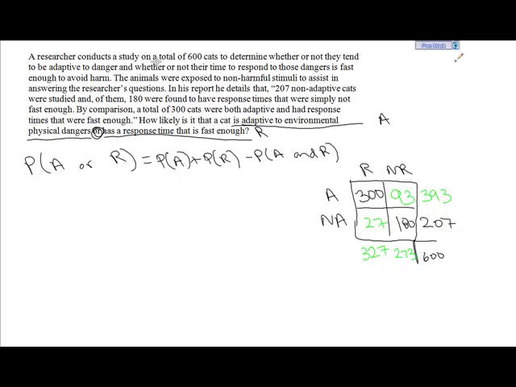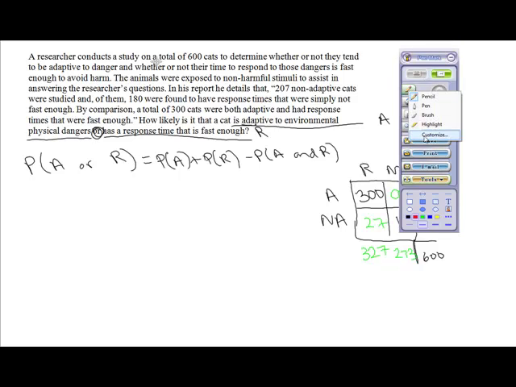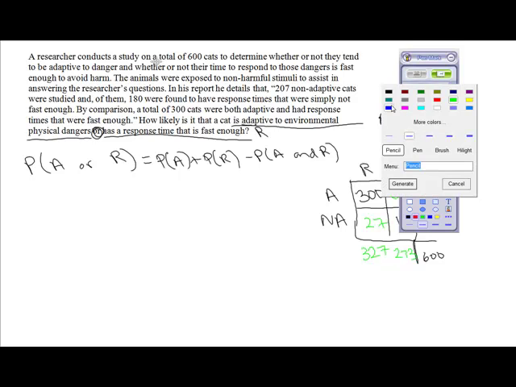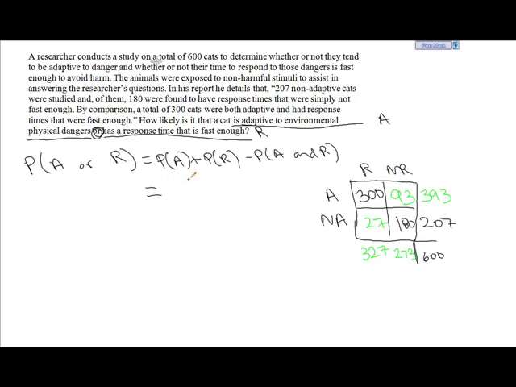Okay, even though we don't have probabilities in here still, we can begin to answer this question. We know that a probability is the number of ways in which something has happened divided by the total, so we will go ahead and do that. The total number of adaptive is 393, out of a total of 600. So 393 out of 600 are adaptive. Plus the probability that a cat has a response time that's fast enough: there are 327 cats that had that characteristic out of a total of 600. Minus the probability that a cat is both adaptive and responsive: there were 300 cats falling into that category, again out of 600.